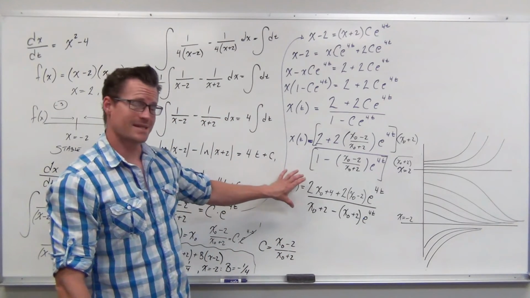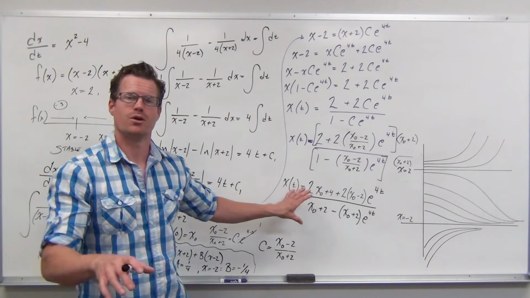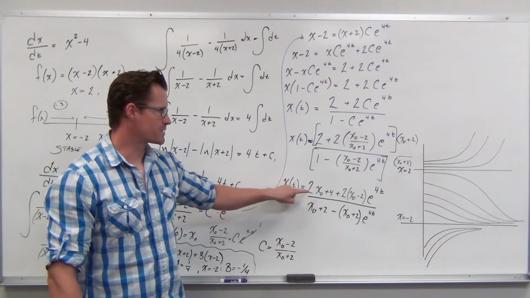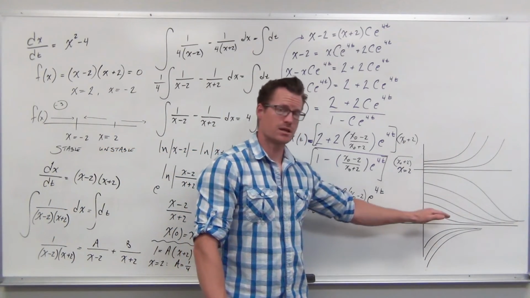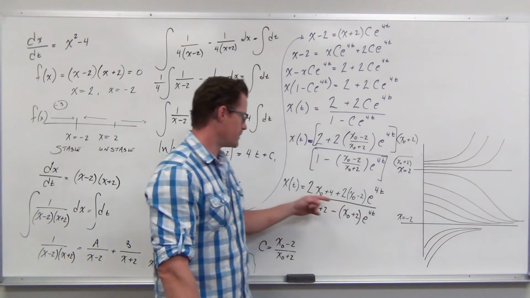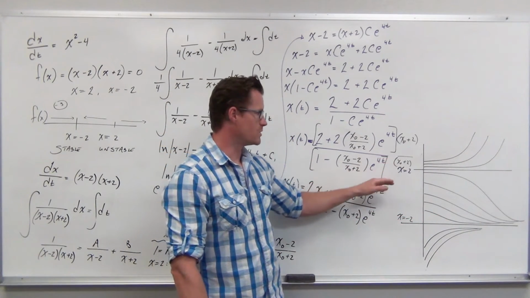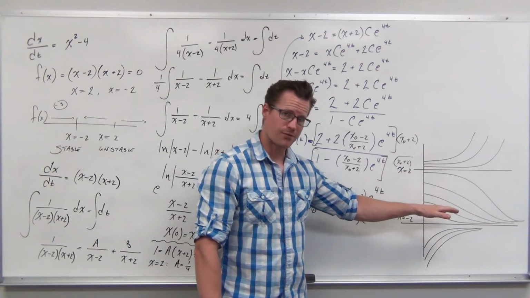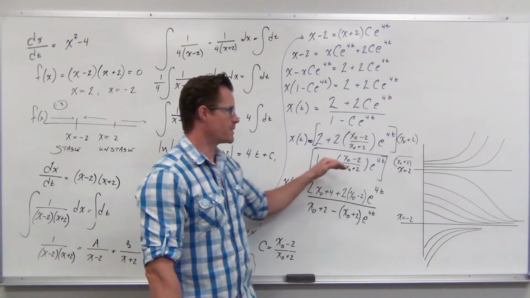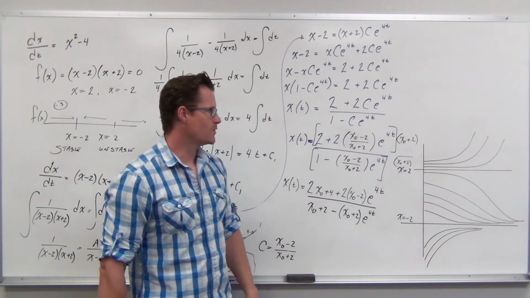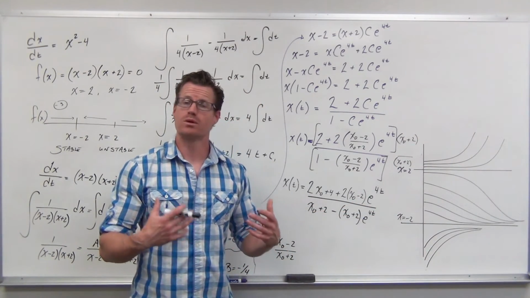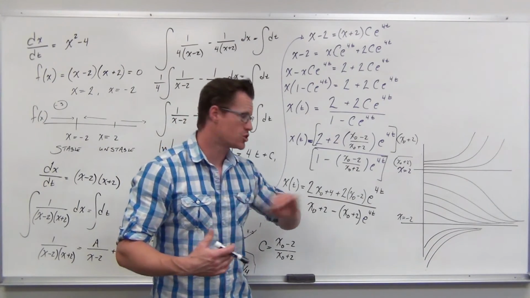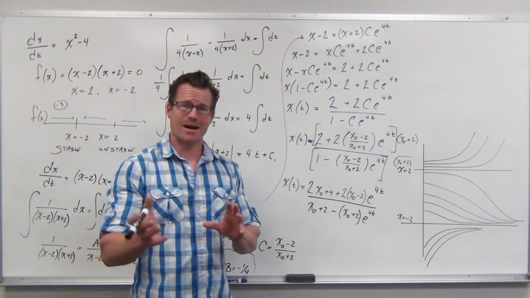So this is your general solution. Notice how this solution depends on where you start. So if I start with a value less than -2, I'm going to get an increasing graph. If I start with a value between -2 and 2, I'm going to get a decreasing graph. If I start with a value above 2, I'm going to get an increasing graph. What if I start with a value at 2? At -2? Those are called equilibrium solutions. Nothing would change.